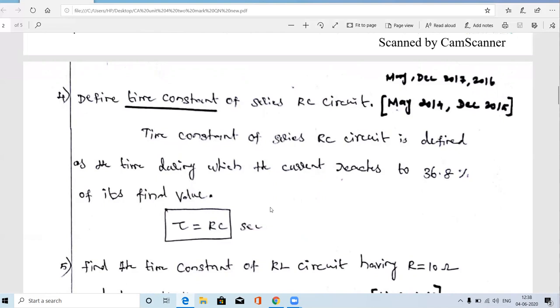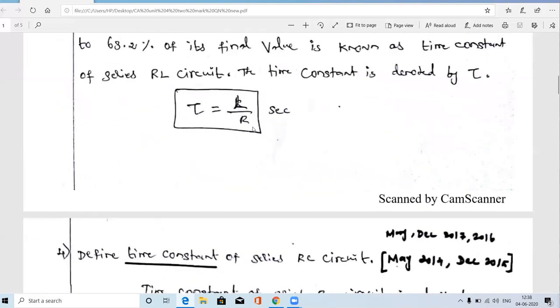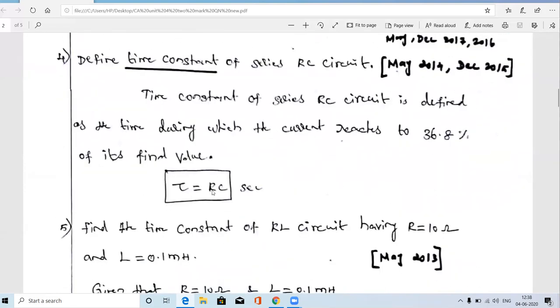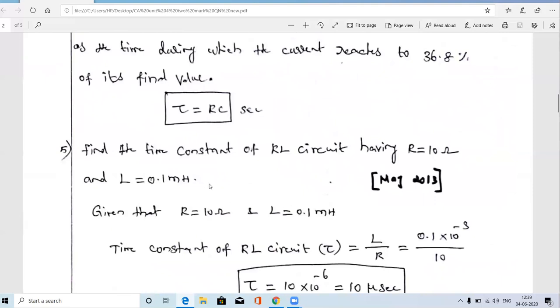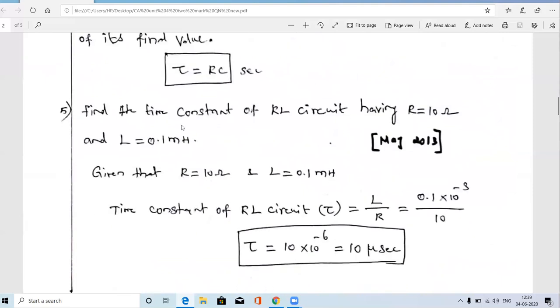R into C. So you see, for the RL circuit it is L by R, and for the RC circuit it is R into C. The product of resistor and capacitor is said to be the time constant. Using this formula, there may be a possibility of a problem also. So the next is a problem related to the time constant formula.